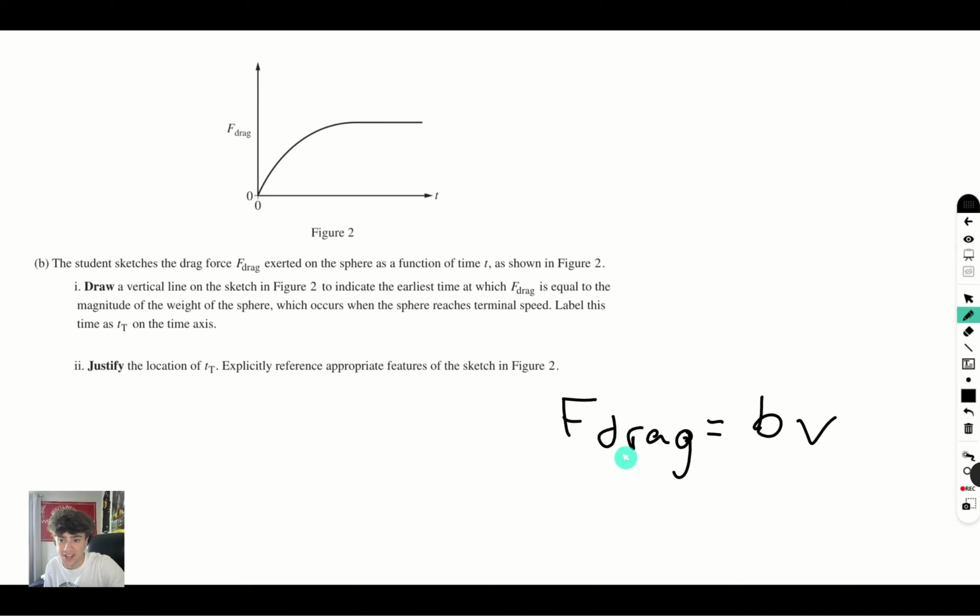So we know that as time goes on, our velocity is increasing, meaning that our Fdrag increases until it reaches terminal velocity, and at that point it starts to even out, which is what we notice here. So it starts at velocity 0, so Fdrag is 0, and then it ends at velocity vt, where our Fdrag reaches the point b vt. There we have it. Now let's go to the next part.